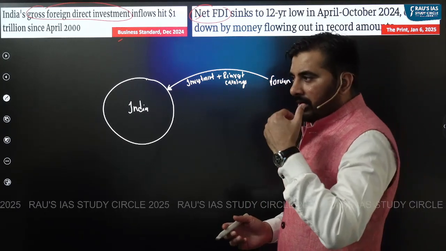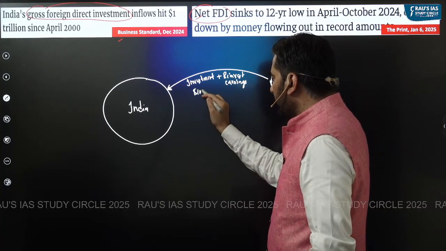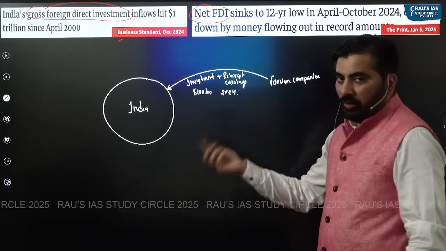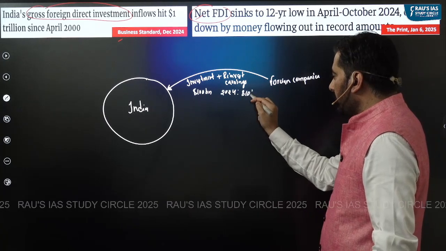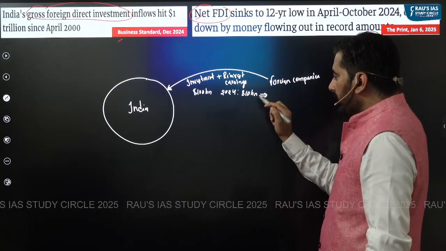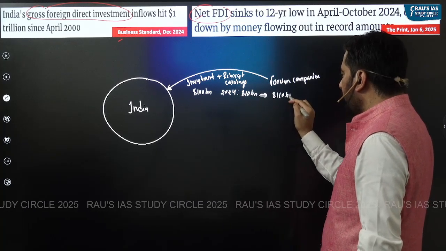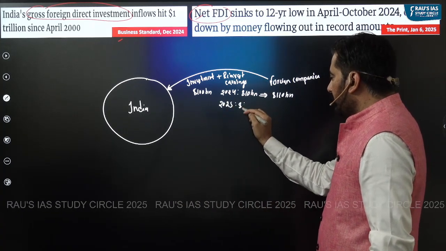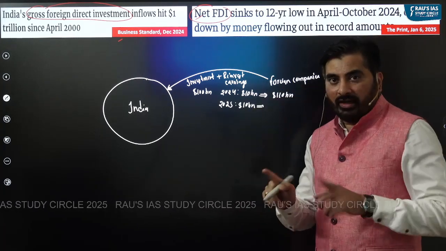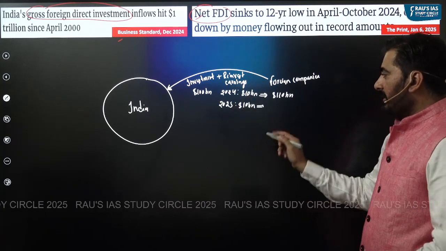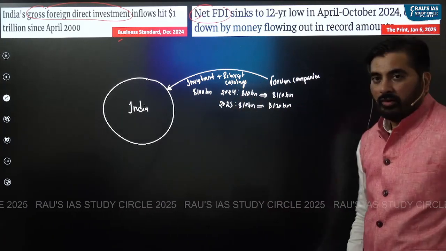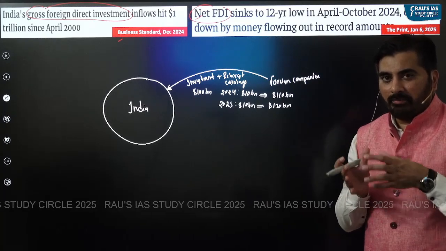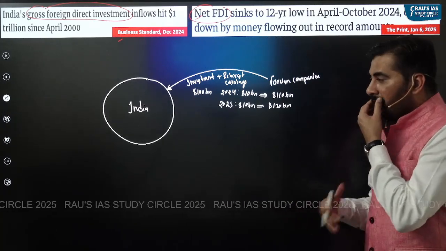Example, let's say the company made an initial investment of $100 billion. Later, in the year 2024, it earned a profit of $10 billion and the entire $10 billion it invested in India. Total FDI will become $110 billion. In 2025, let's say it invested another $10 billion. Total gross FDI will become $120 billion. It's like a stock concept, right? Like the total amount of FDI which has been invested by this particular company in India. This is a kind of gross FDI.